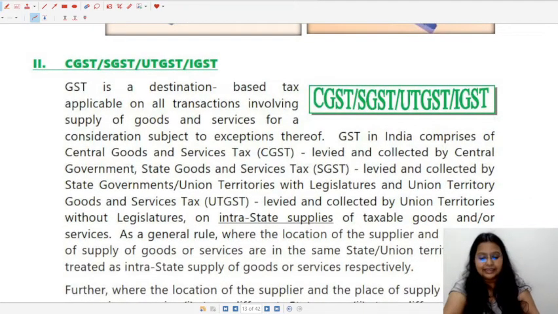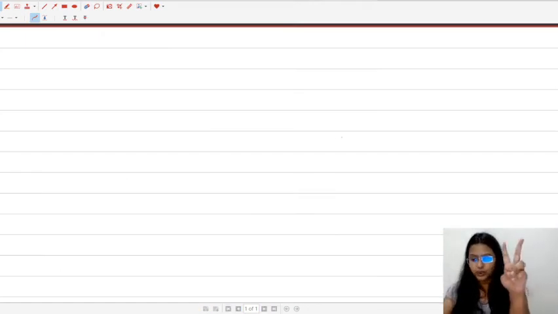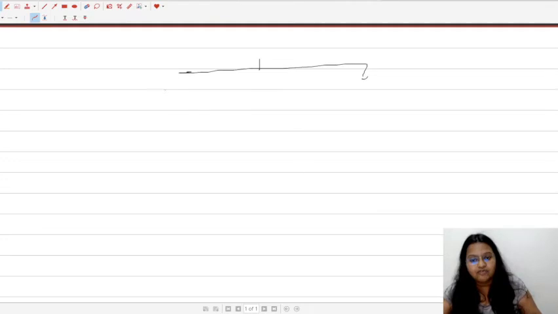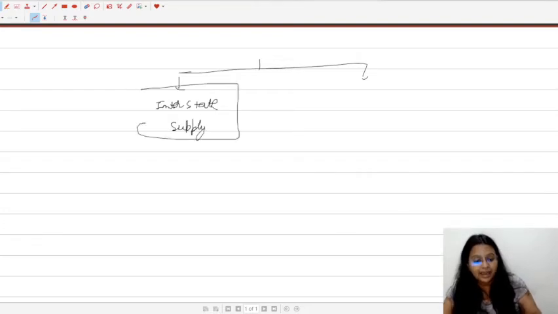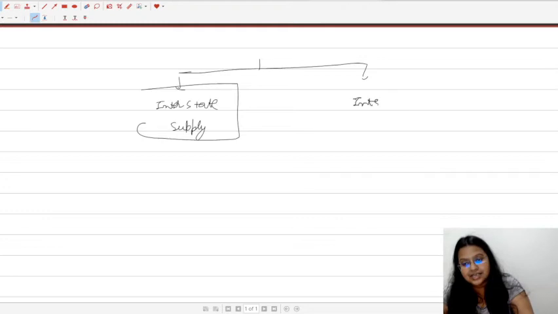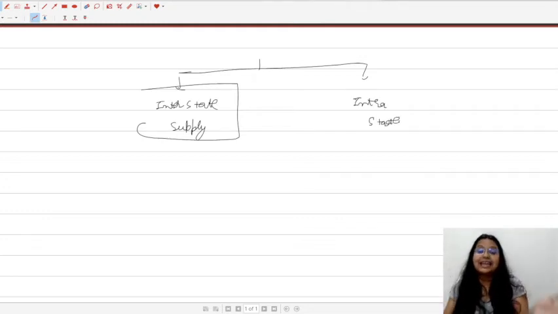So students, there are two kinds of supplies. How many kinds of supplies are there, ma'am? There are two kinds of supplies. What? First of all, there is interstate supply. Interstate supply means where the location of supplier and place of supply are in different states. Second, intrastate supply, where the location of supplier and place of supply are in the same state or in the same union territory.